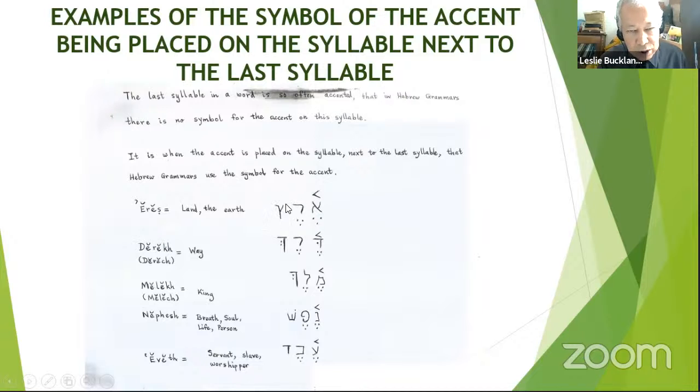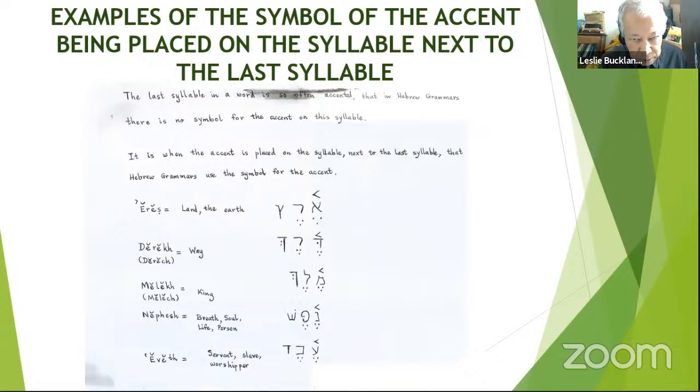Don't emphasize the last syllable, emphasize the syllable before the last syllable. So eres, not eres, but eres, which means land or the earth. Eres, the accent is placed on the syllable before the last syllable. It wasn't needed for the last syllable, but it is now needed because the accent is on a different syllable from where it normally is put.